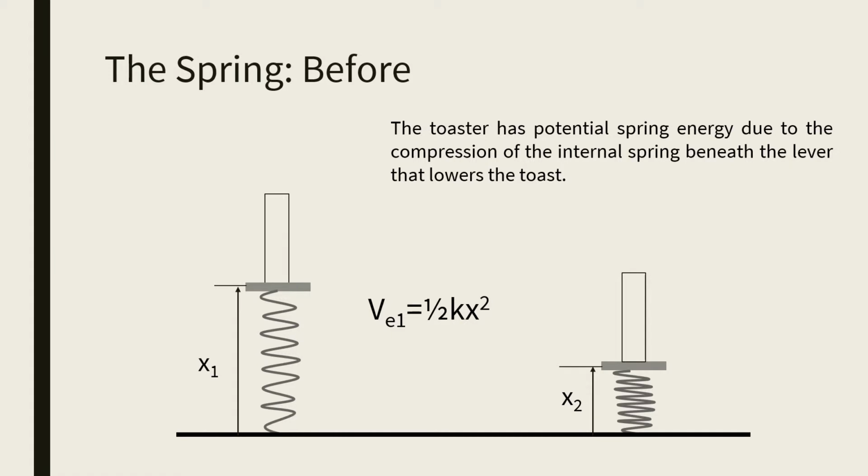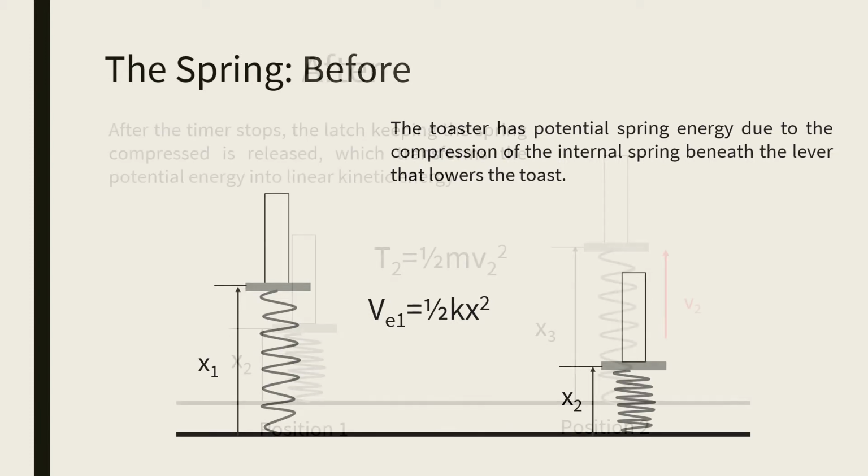The toaster has potential spring energy due to the compression of the internal spring beneath the lever that lowers the toast. So therefore, the spring compresses from x1 all the way to x2, and the equation used is V equals 1/2 kx squared. This is the elastic spring potential energy equation.